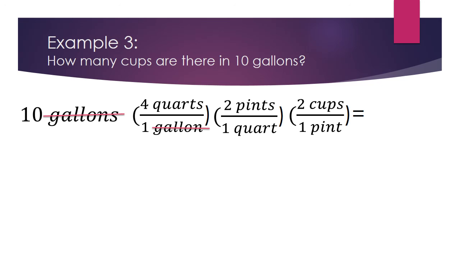Gallon can be canceled with gallon, quart with quart, pint with pint, and we end up with 1 unit only, which is cups. By multiplying the numbers, we get 10 times 4 times 2 times 2, which is 160 cups.